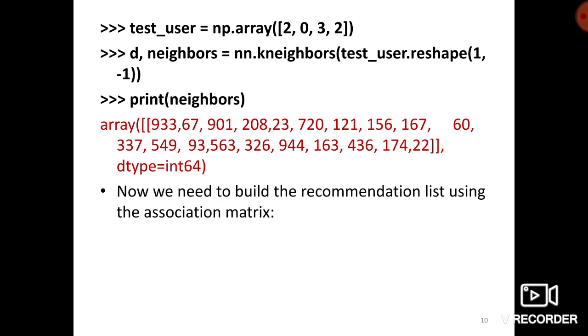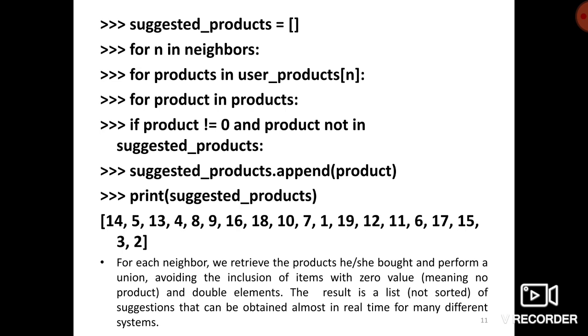Neighbor 933 is a nearby neighbor which is associated with 67, and 901 is associated with 208 in this way. Now we want to suggest products to each of the neighbors. For that purpose, this is the code.